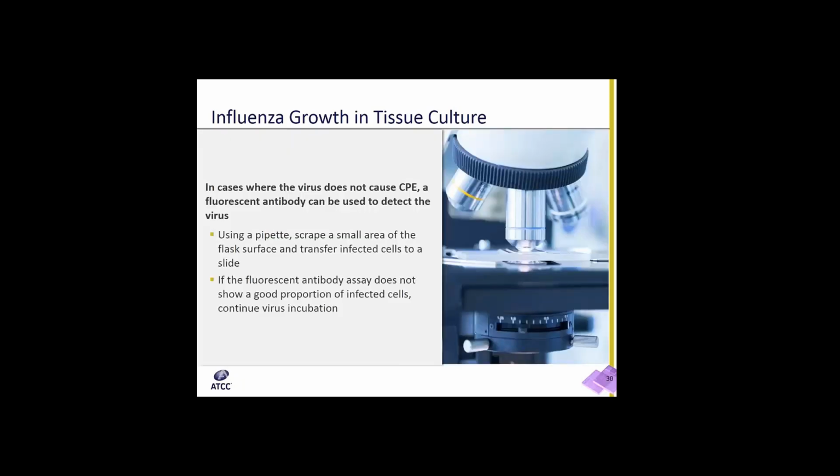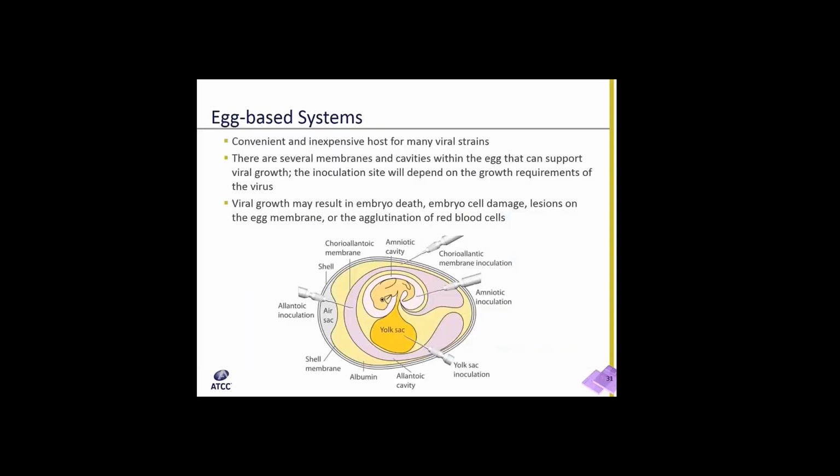In cases where you have a virus that does not cause CPE, a fluorescent antibody can be used to detect the virus. In the case of influenza, you can also do an HA assay, which I will talk about a little bit later. For a fluorescent assay, you use a pipette and scrape a small area of your flask and transfer infected cells to a slide. If the antibody assay does not show a good proportion of infected cells, you continue the virus incubation, and then you would retest until you got a good proportion of cells infected.